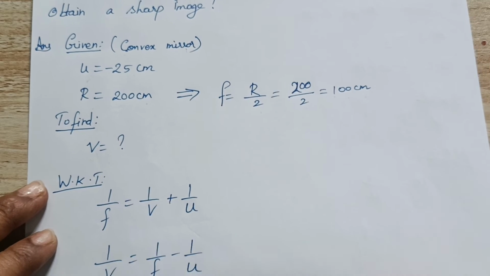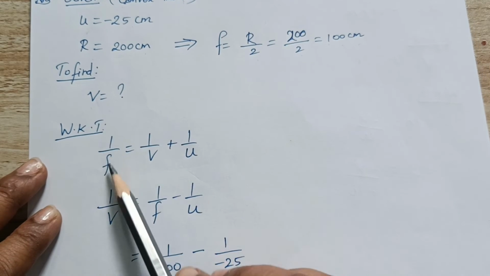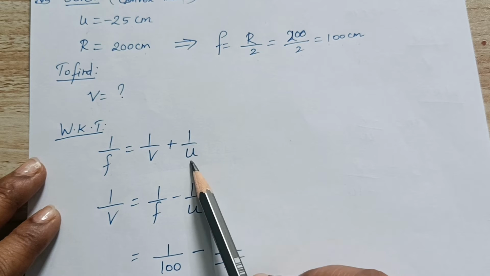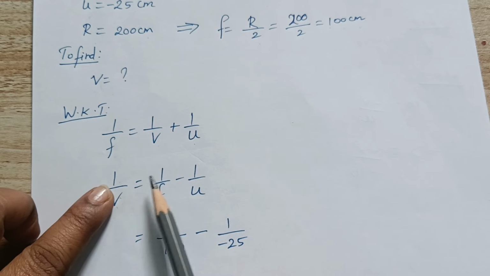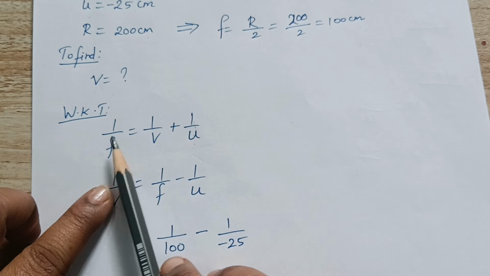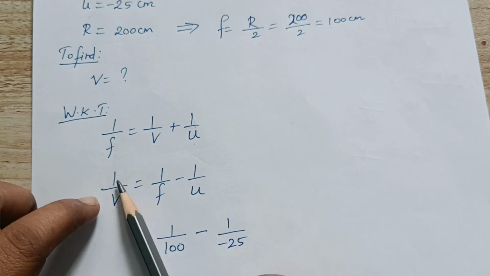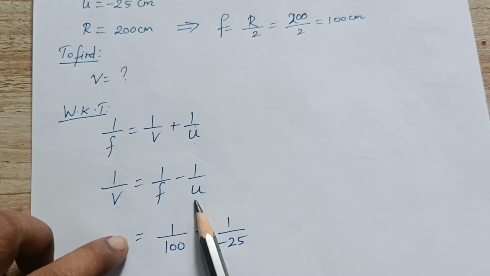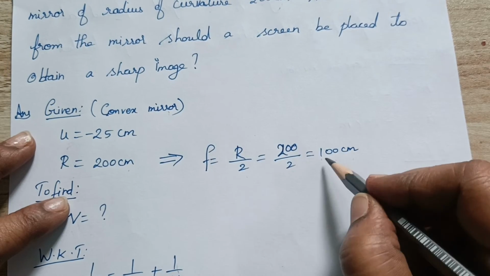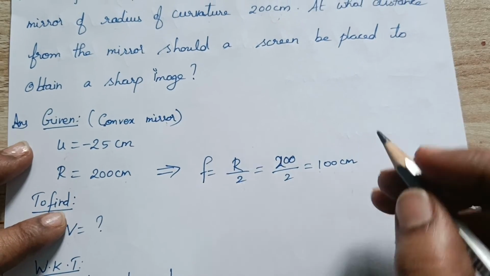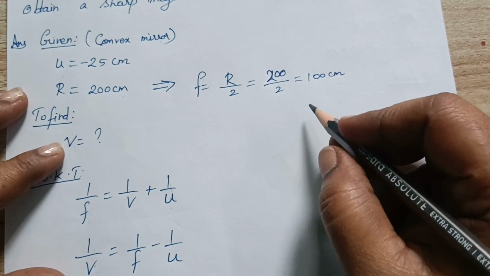So what is the relationship between these three things? You know that 1 by f equals 1 by v plus 1 by u. We need to find 1 by v. So 1 by u will move to this side, so it becomes 1 by f minus 1 by u. Okay. Since it is a convex mirror, what will be this f value? It will be positive only, right? Convex mirror, how will it be?